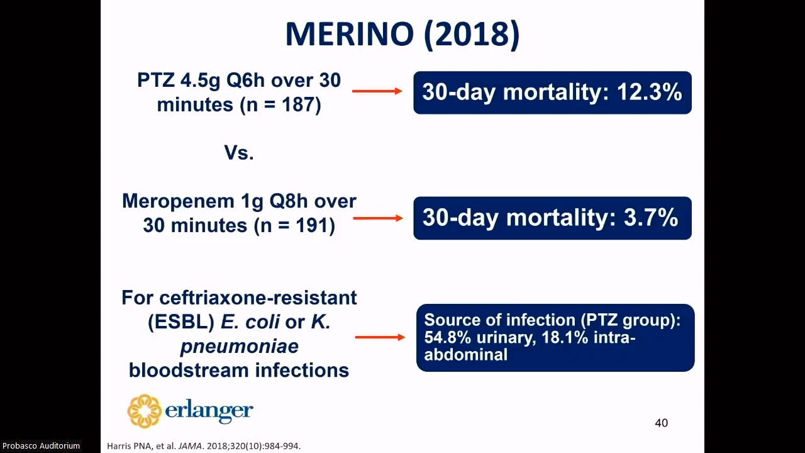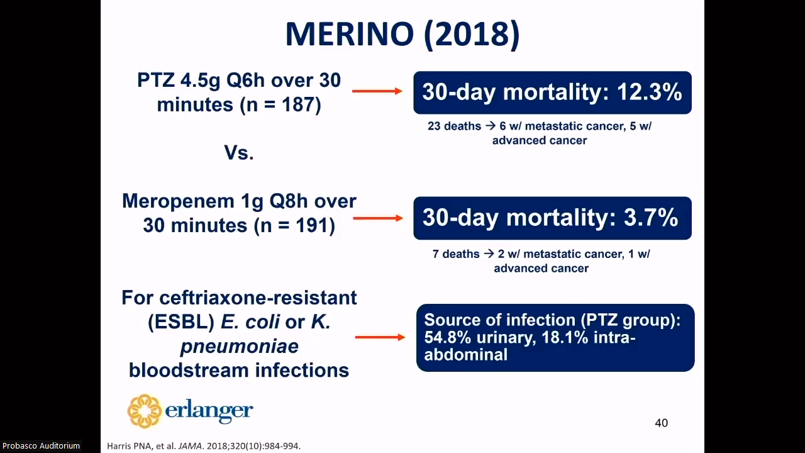But when we start to break this down, the pip/tazo group had 23 deaths. 6 of these deaths, the patients had metastatic cancer. 5 of them had advanced cancer. In the meropenem group, even though this cohort had more patients, technically, they only had 7 deaths, 2 with metastatic cancer and 1 with advanced cancer.